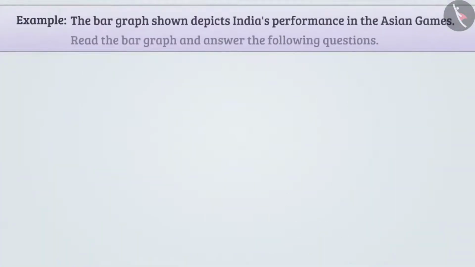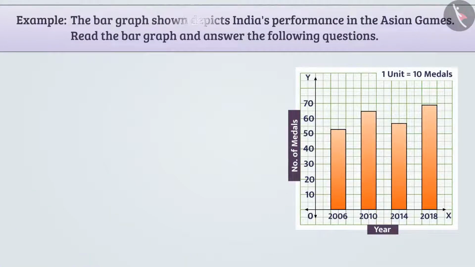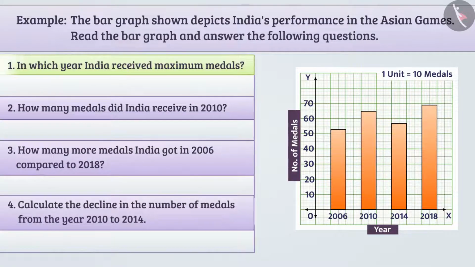Next example, the bar graph shown depicts India's performance in the Asian Games. Read the bar graph and answer the following questions. In which year India received maximum medals? The longest bar in the bar graph has been drawn for 2018. Since the number of medals is denoted by length of the bar, we can say that India received the most medals in the year 2018.